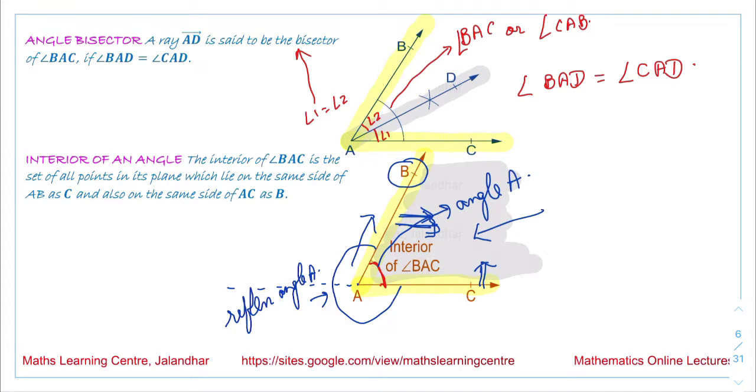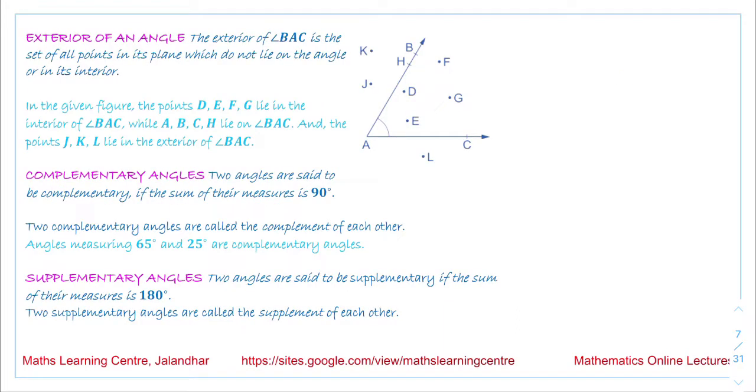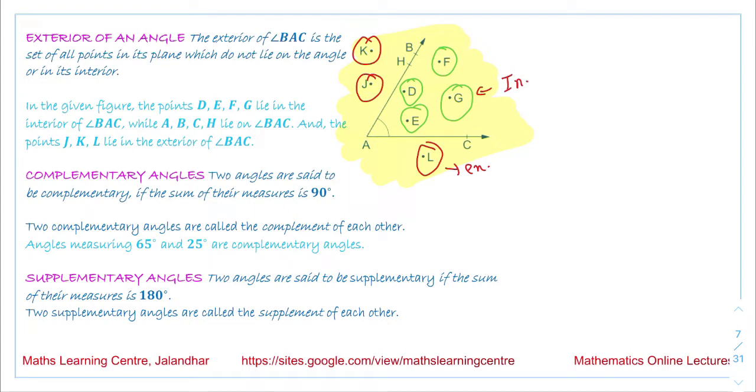Next is the definition of exterior of an angle. Exterior of an angle means all the points which are neither lying on the rays nor in the interior of the angle. Those are called the exterior points. This figure is given to us and we have to tell which points are interior and which are exterior to angle A. It is clear that the points F, D, E and G are interior, and the points K, J and L are exterior.